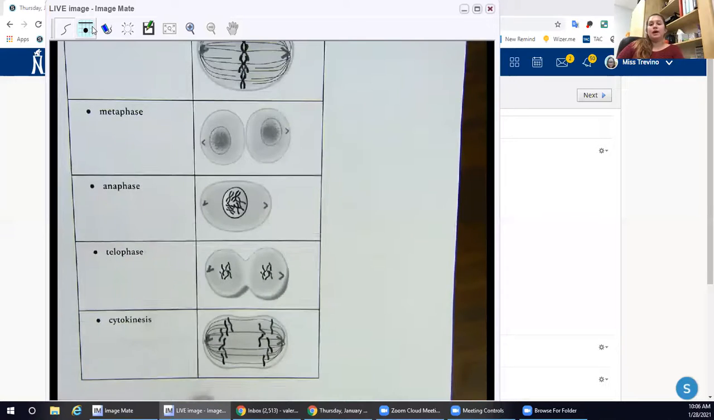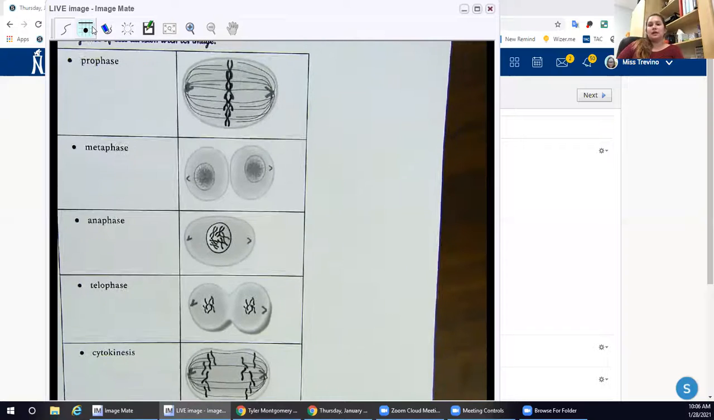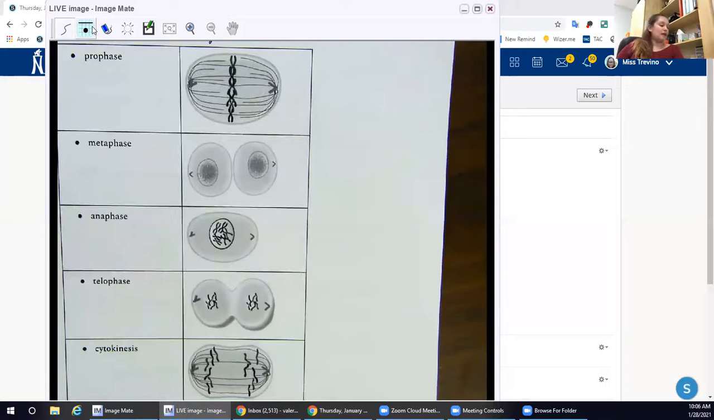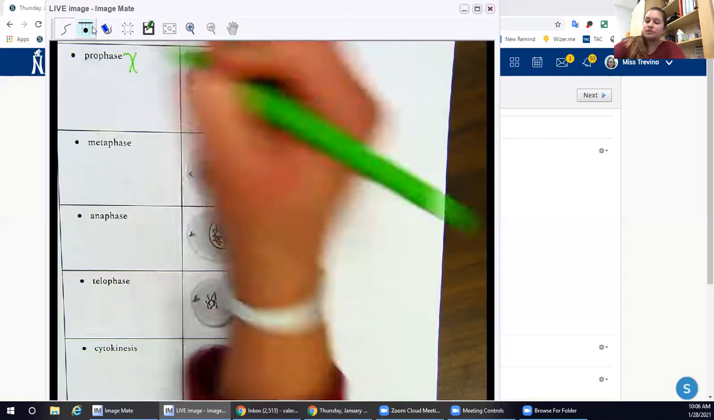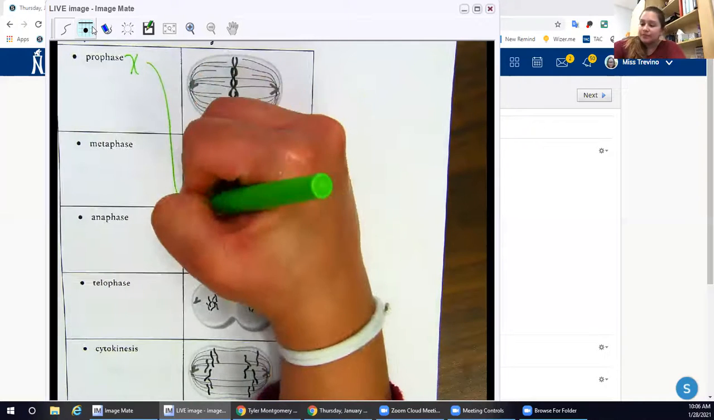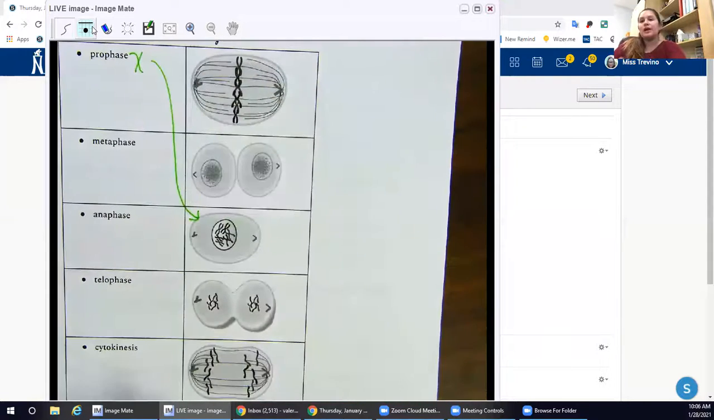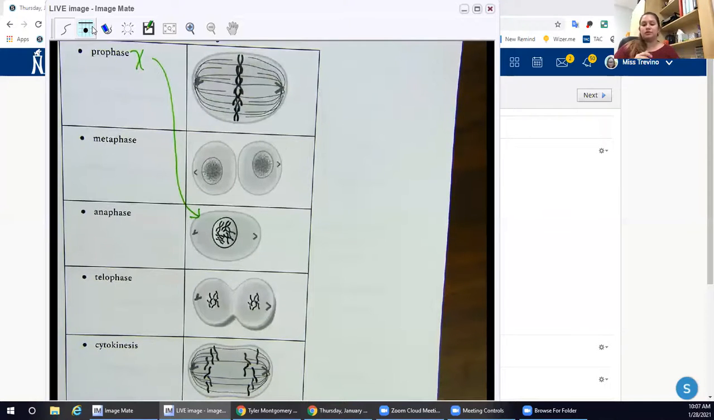So now we're going to match the following phases with their correct diagrams. So in prophase, that's where we have everything looking like X's. Our chromosomes are going to start to appear, and that's going to be this image right here. Remember, in this phase, the nuclear membrane is going to start to disappear, and the chromosomes become visible.